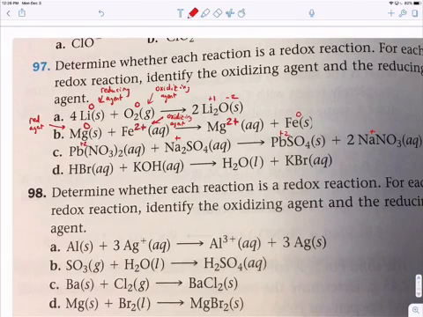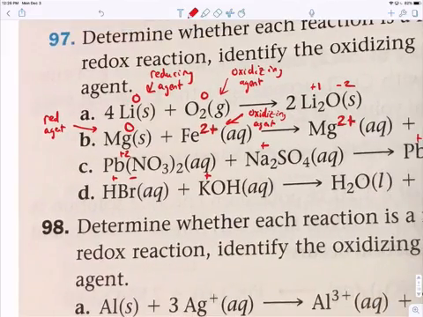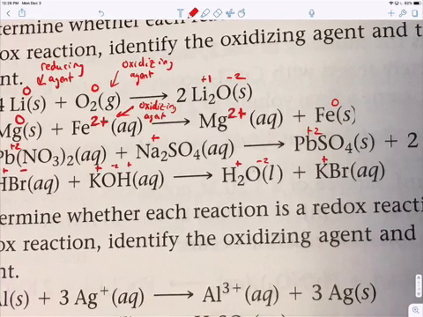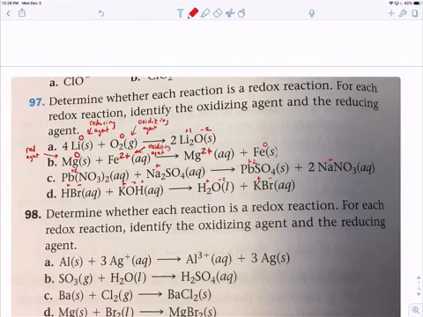Then here, HBr, hydrogen's +1, bromine -1, potassium +1, oxygen -2, hydrogen +1. Water, hydrogen still +1, oxygen still -2. Potassium plus, bromine minus. No electrons transfer. This is not an oxidation reduction reaction. So just the first two are.